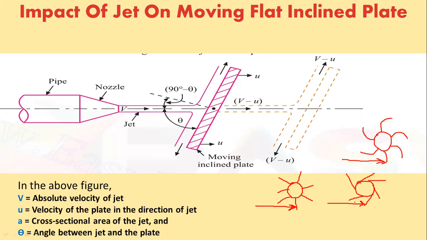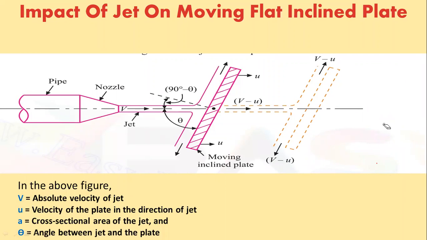So in the beginning, we have studied the plates which are stationary, and in that we have studied flat vertical plate, flat inclined plate, and curved plate which are stationary. And from the last lecture, we have started with the plates which are moving. In the last lecture, we have studied the flat vertical plate which is moving. So today we are going to study the impact of jet on a moving flat inclined plate. The plate is going to be flat, it is going to be in an inclined position to that of the jet, and it is going to be moving. So we are going to study that example today.